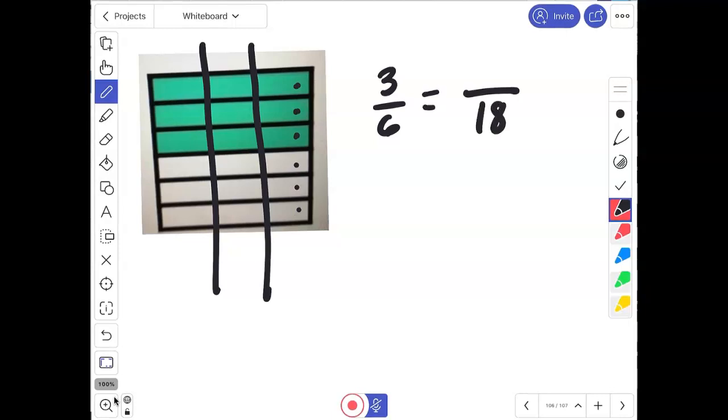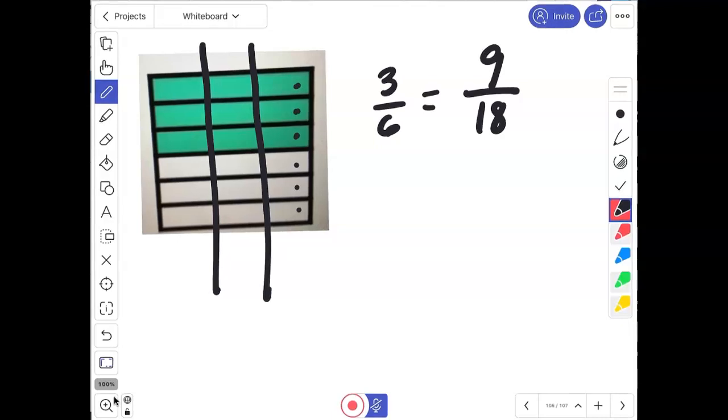Did I shade any more? No, the same amount's shaded. But now I just cut it up into different pieces. How many pieces are shaded now? Count them. How many are there? You're right, 9. 3/6 and 9/18 are the same thing.